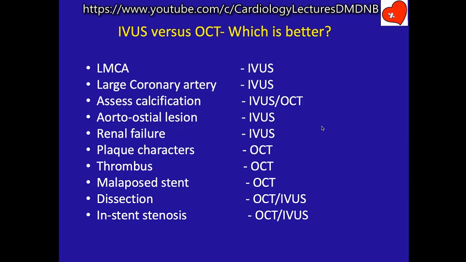So that's the list. All the large arteries and osteal lesions, IVUS, and renal failure. Calcification, you can use either one. There's no problem. All the finer details, plaque, thrombus, malapposition, dissection, OCT. Dissection and in-stent, that is things happening inside the lumen, OCT is good, IVUS can also be used. Okay? So this is an important slide. IVUS and OCT are very current topics. You must know which is the preferred method of investigation.